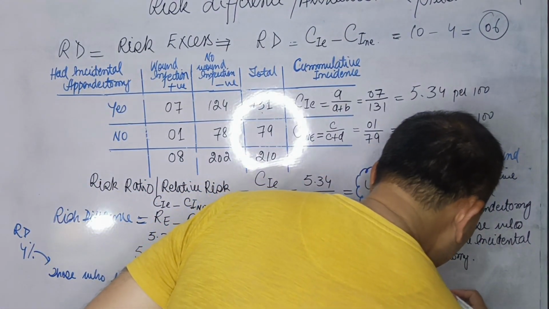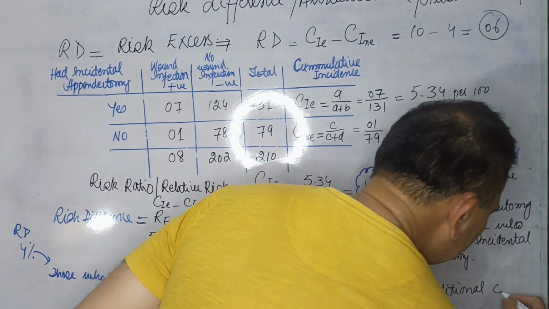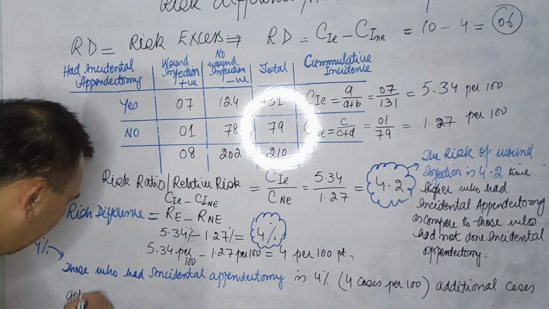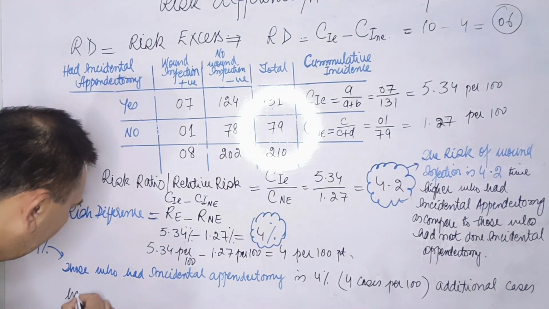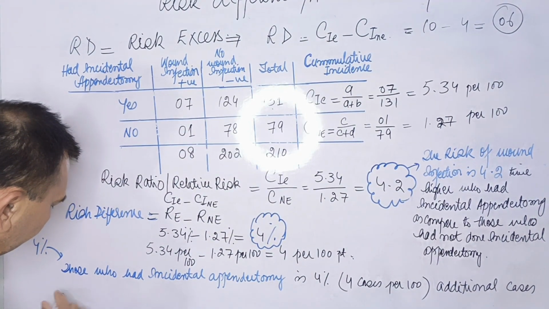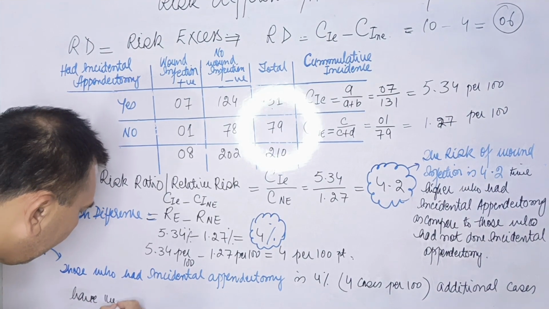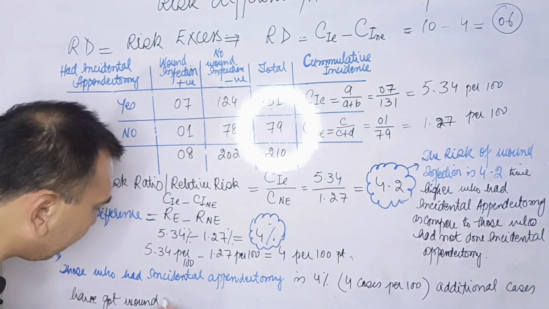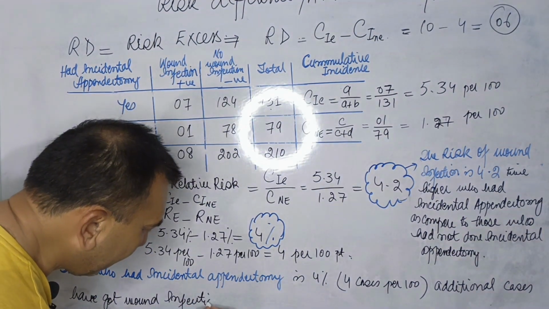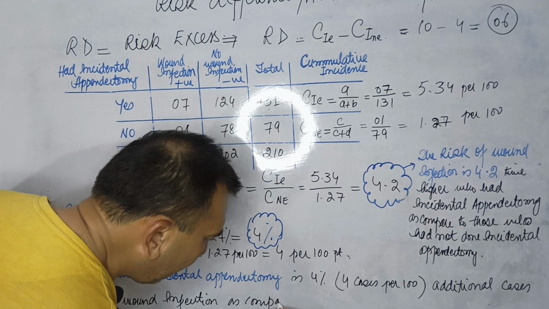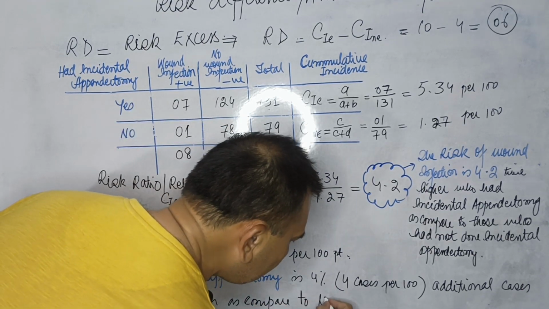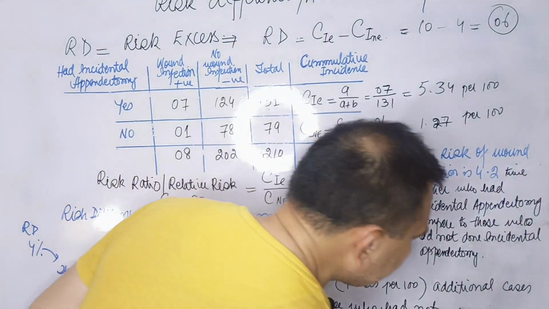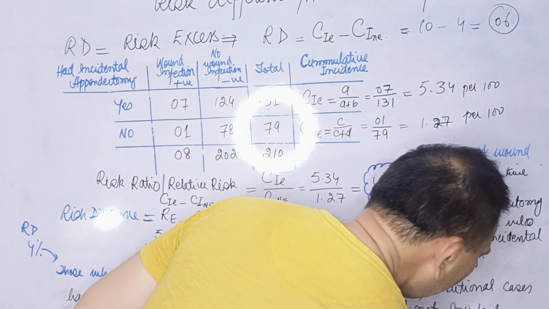Additional cases, additional percentage got the wound infection as compared to those who had not had the incidental appendectomy.